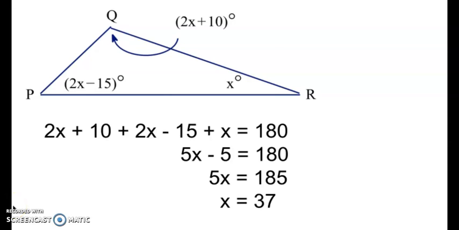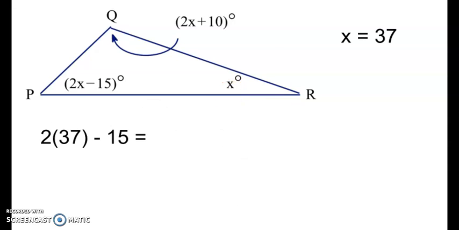But now we have to find the three angle measures. The first angle is x, so that's 37, but then we substitute 37 in for x to find the other two. So for 2x minus 15, we have 2 times 37 minus 15, which gives you 59, and then for 2x plus 10, 2 times 37 plus 10 gives you 84. So those are our three angles, so let's type them in.